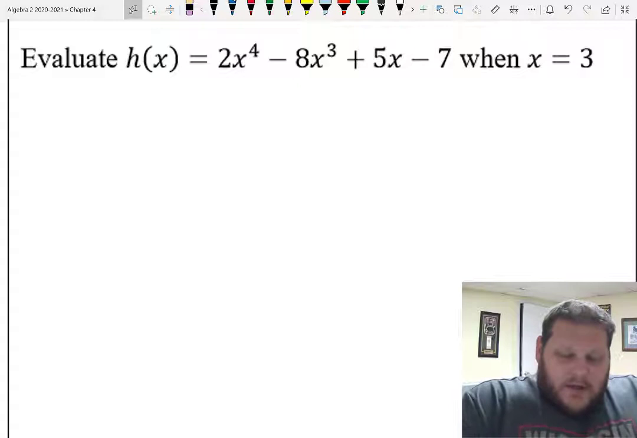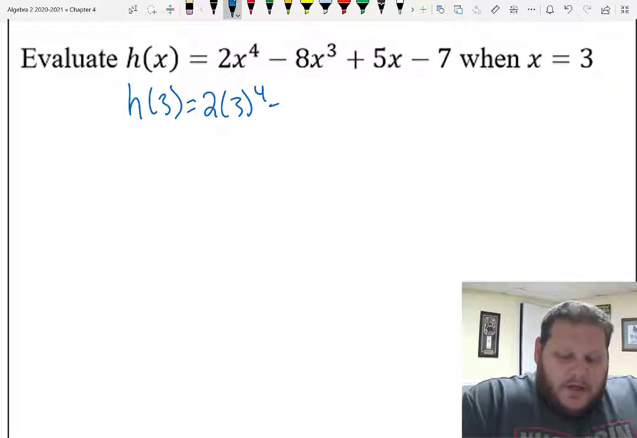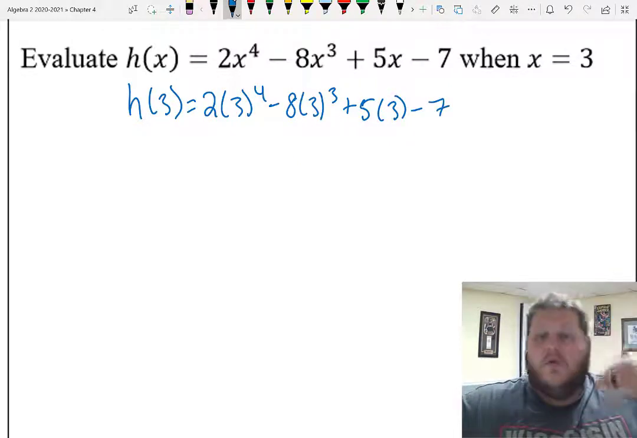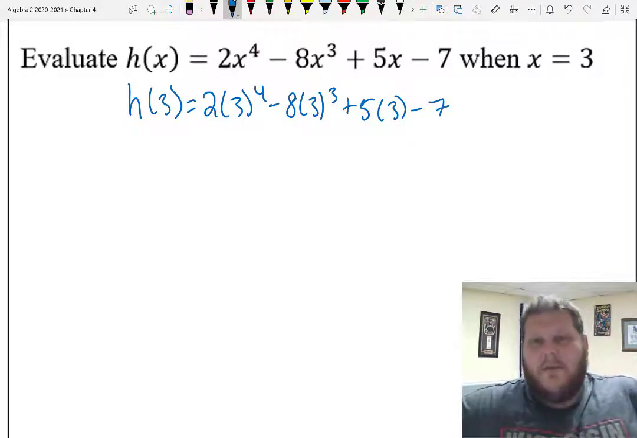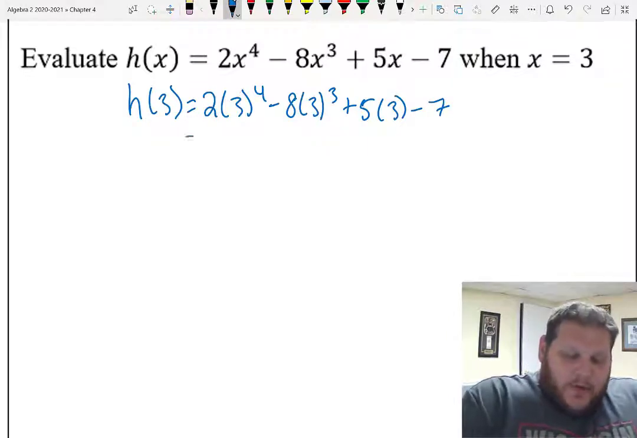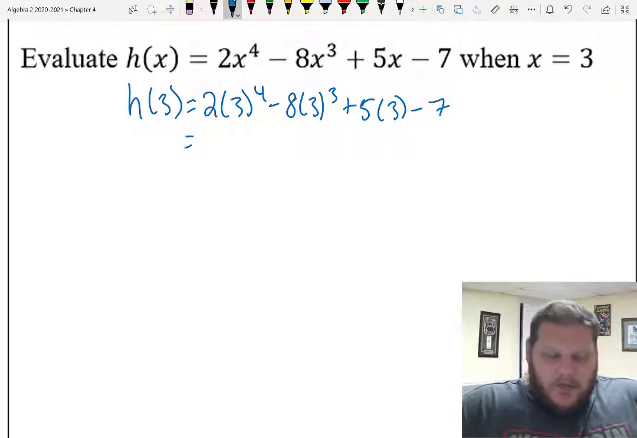So the way that I'm going to go ahead and do this, just like you guys would expect, I'm just going to be substituting 3 in there everywhere I have an x value. So 2 times 3 to the 4th power minus 8 times 3 cubed plus 5 times 3 minus 7. And then I just go through order of operations. We know PEMDAS tells me I have to do simplifying inside parentheses first, which all of the insides of my parentheses are simplified. Then we go to exponents next, before we go on to multiplication, division, addition, subtraction.